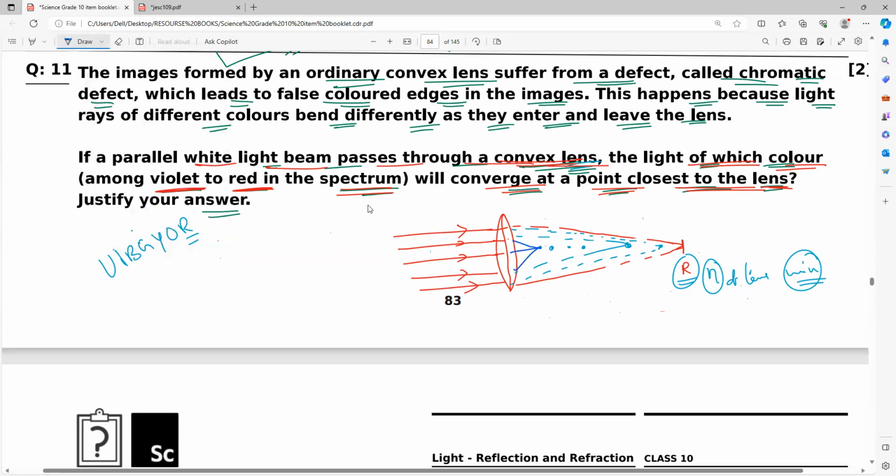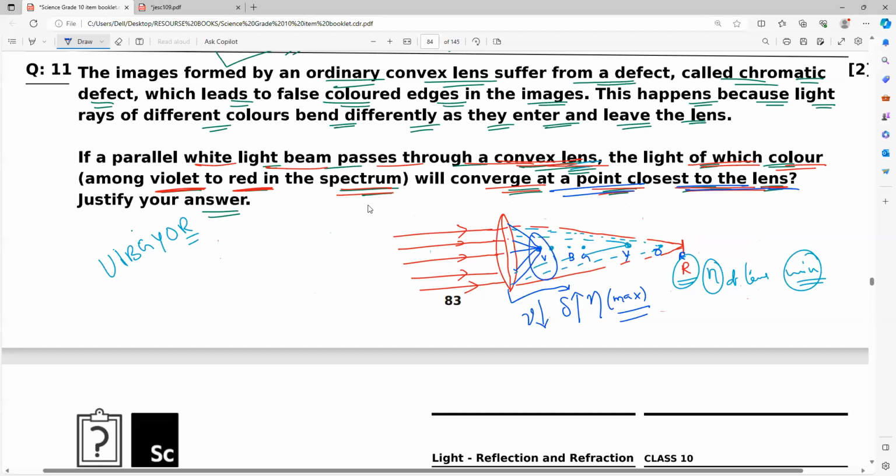Violet. Because it is having what? Minimum speed, maximum bending, and for violet light, if you notice, the refractive index of the glass will be maximum or minimum? Maximum. Understand? So that is the rule. You can check it: violet, indigo, blue, green, yellow, orange, and red. So which will converge at a point closest to the lens? Everybody?